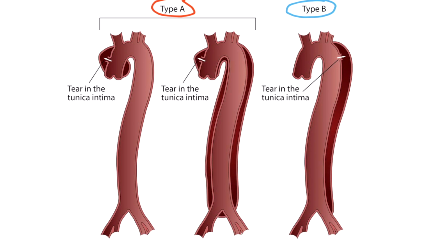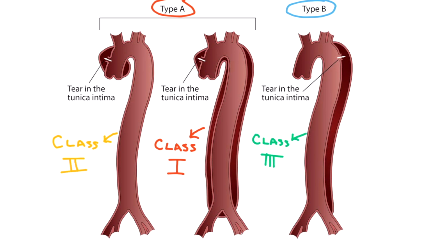Another classification for aortic dissections is the DeBakey, in which there are three categories. Class 1 involves the ascending and descending aorta. Class 2 only involves the ascending aorta. And finally, Class 3 is the descending aorta only and corresponds to the type B dissection.